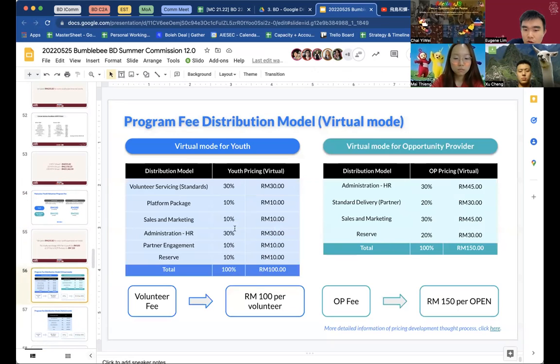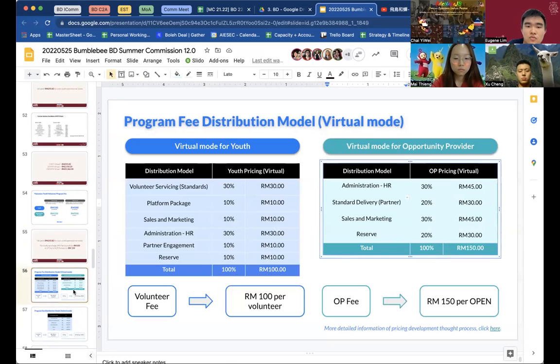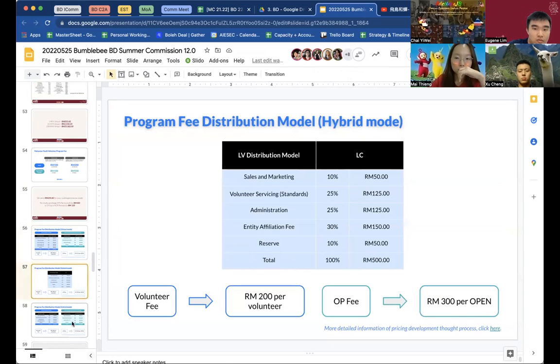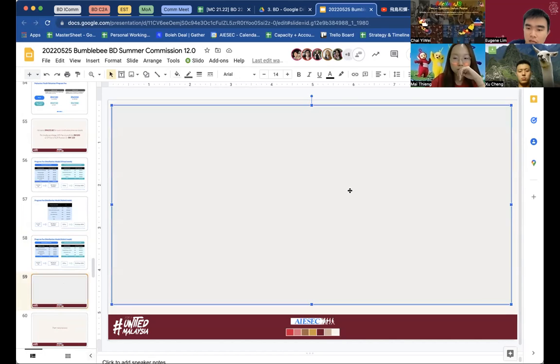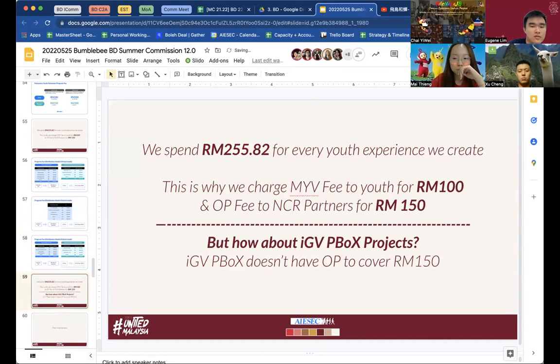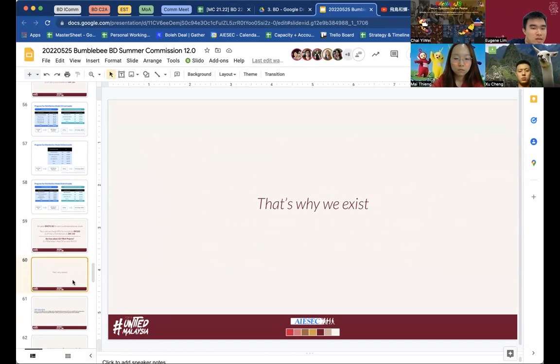And then here is an even more detailed breakdown. You don't need to know too much detail on this, just briefly go through it because you're a sales team. But here's the burning question: how about the IGV P-Box project? The same applies to EWA and others, but mainly I'll highlight the IGV P-Box project. IGV doesn't actually have OP to cover the 150. But that's precisely why we as the BD team exist: to secure the sales, so that we can make the project sustain and even upskill and have more impact.